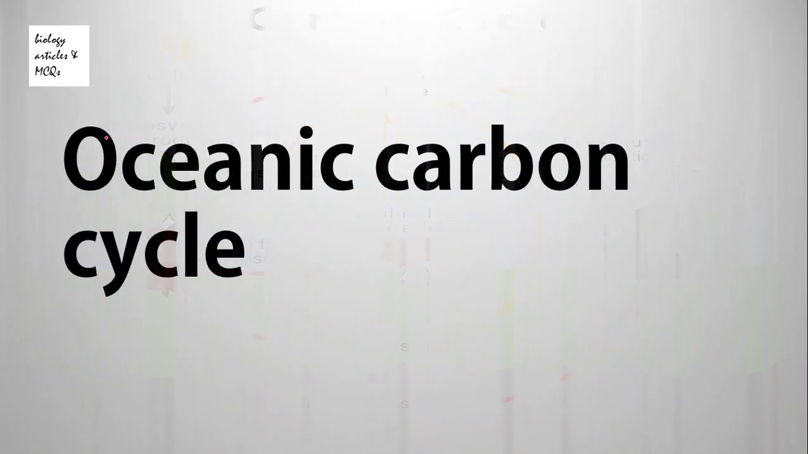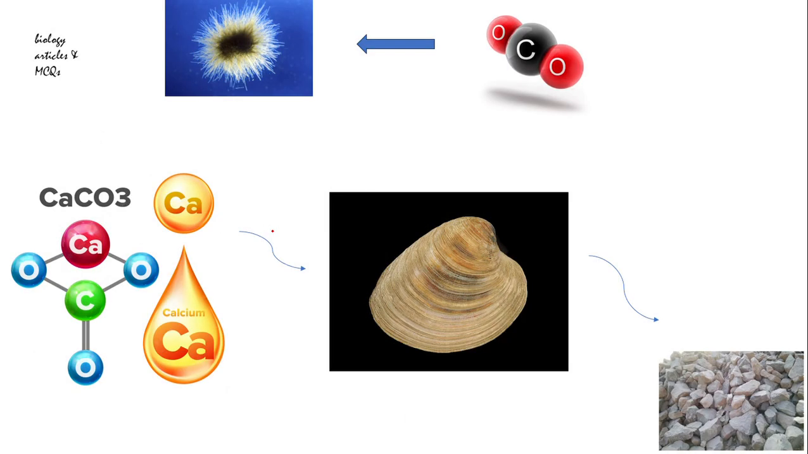Second, we will discuss the oceanic carbon cycle. Guys, the oceanic carbon cycle means how the carbon cycle is going on in the ocean. And the carbon cycle in the ocean is different from the carbon cycle that is going on land. So this is a simple summarization of the carbon cycle that is carried out in the ocean.